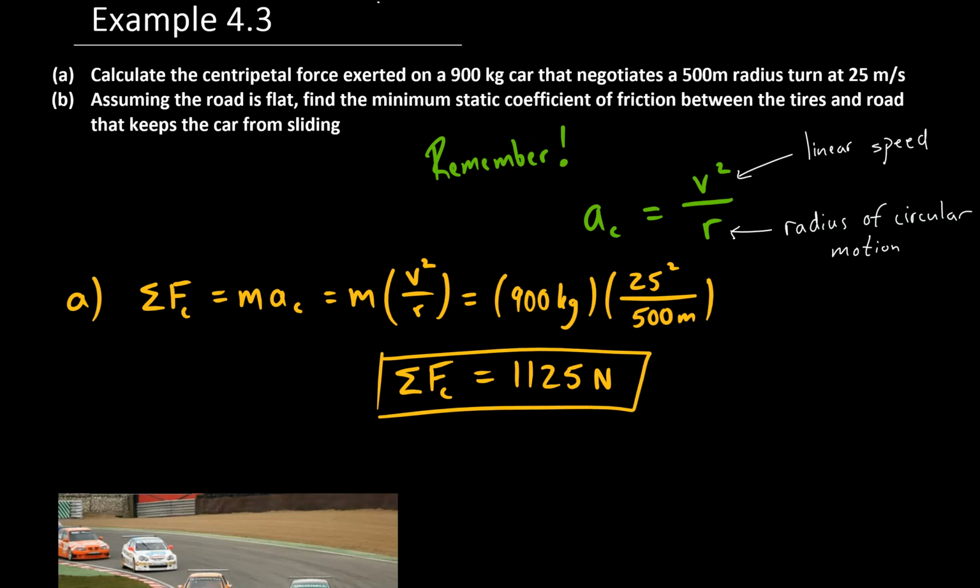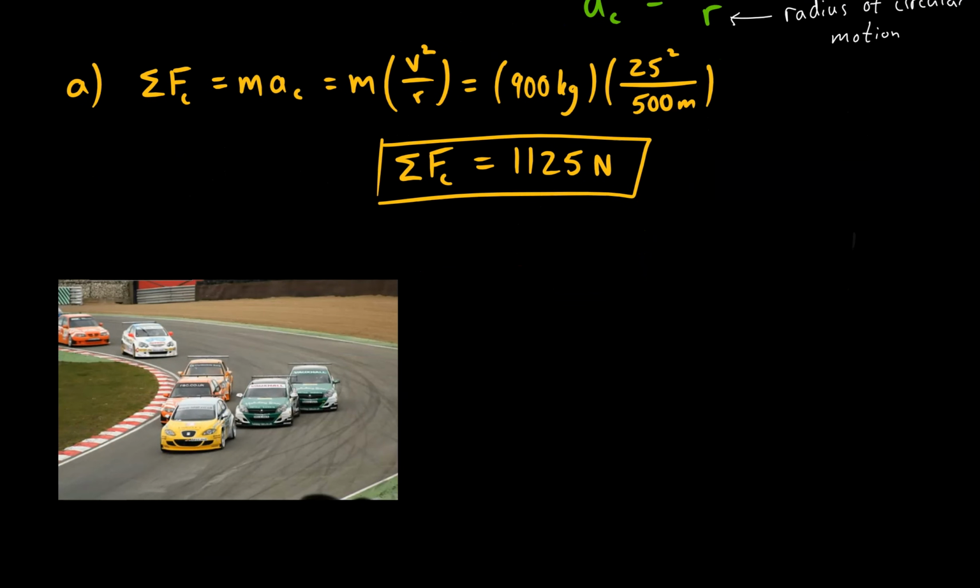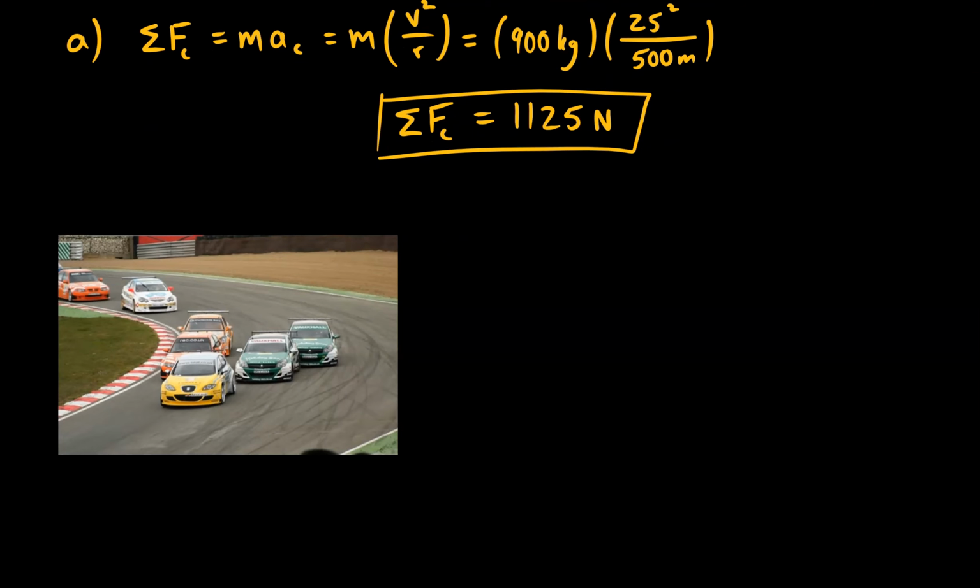All right. Now the second one gets a little more intricate in that it says, assuming the road's flat, so there's no angles or anything, find the minimum static coefficient of friction between the tires and the road that keeps the car from sliding. So it's asking us about friction and forces, so we want to draw a force diagram.